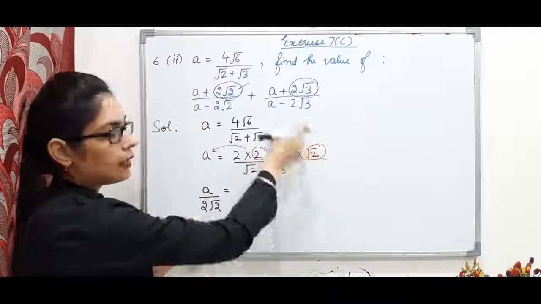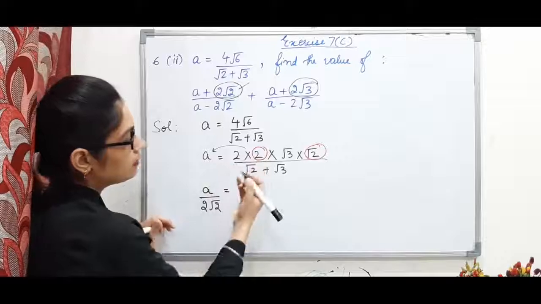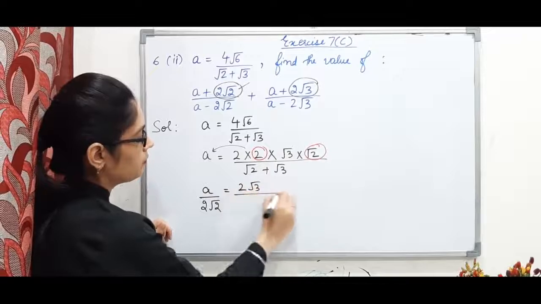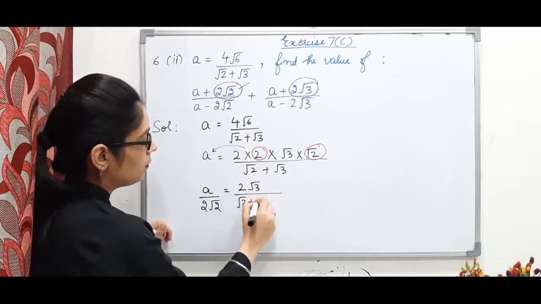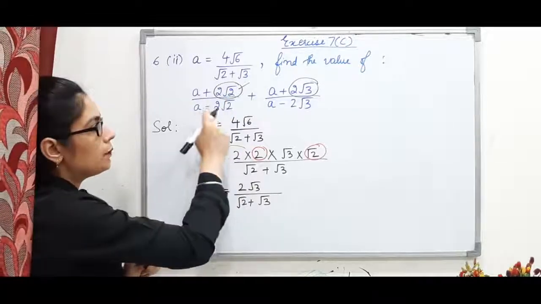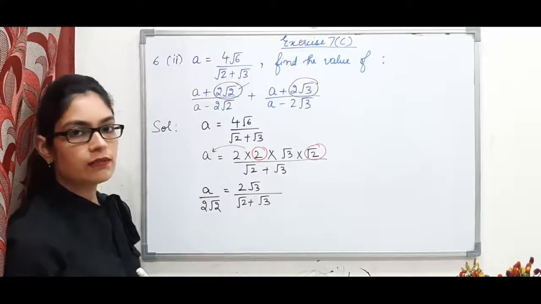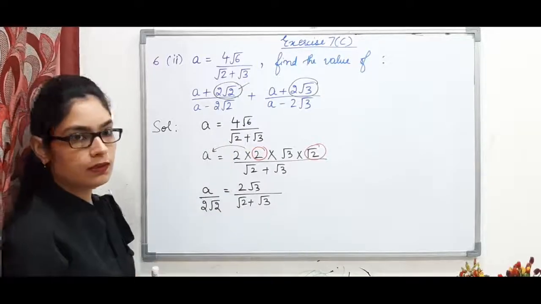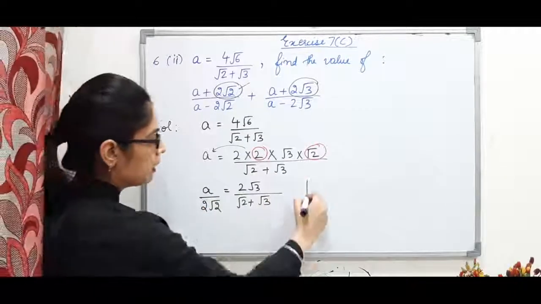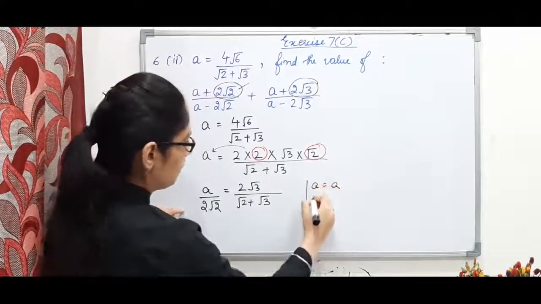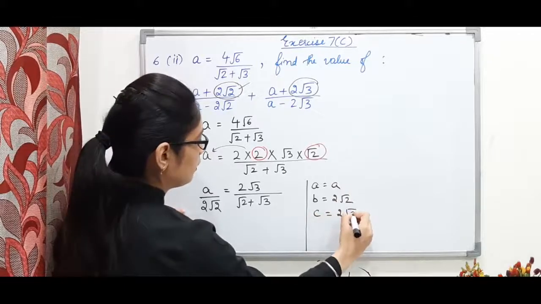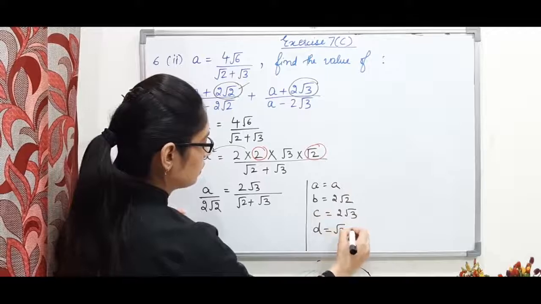So this 2 from here I am shifting to this side. Now remaining things I will write as it is. So I am left with 2 into root 3, that is 2 root 3. Denominator is root 2 plus root 3. See, this is a plus 2 root 2, a minus 2 root 2. This thing is suggesting that we should apply componendo and dividendo here. A by b is equal to c by d. A, b, c, d I will write. A is equal to a only, b is equal to 2 root 2, c is equal to 2 root 3 and d is equal to root 2 plus root 3.